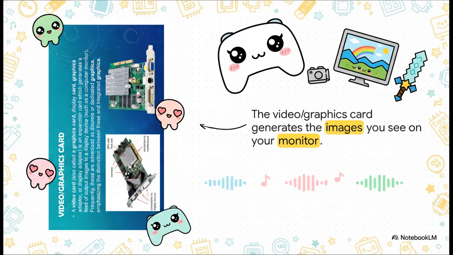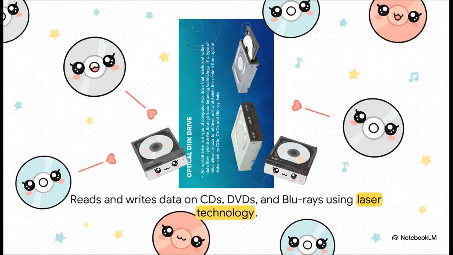Its entire job is to take all the raw data from the computer, all those ones and zeros, and translate it into the pictures, the videos, the text, everything you actually see on your monitor. For anybody who's into gaming or video editing, this is probably one of the most important parts in the whole system. And finally, we've got the optical drive.